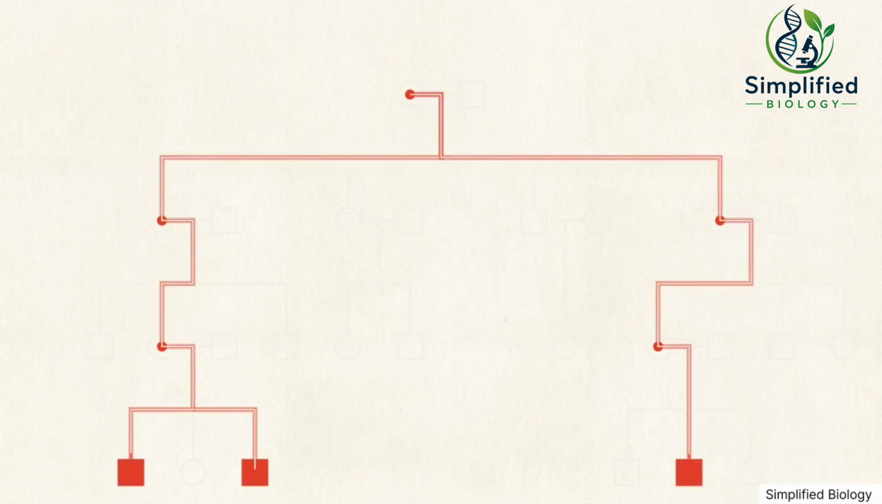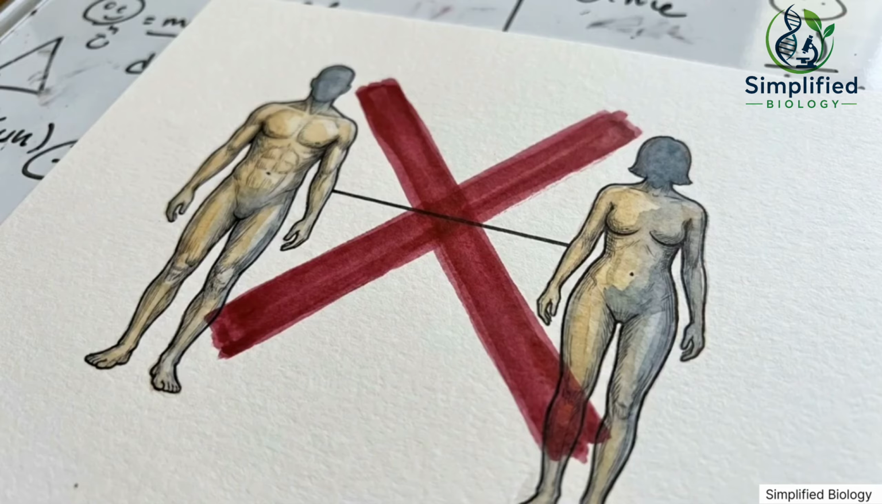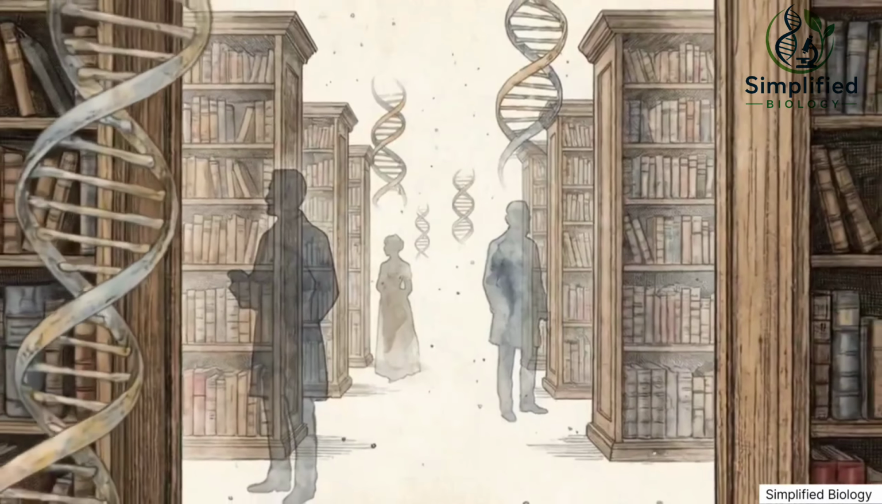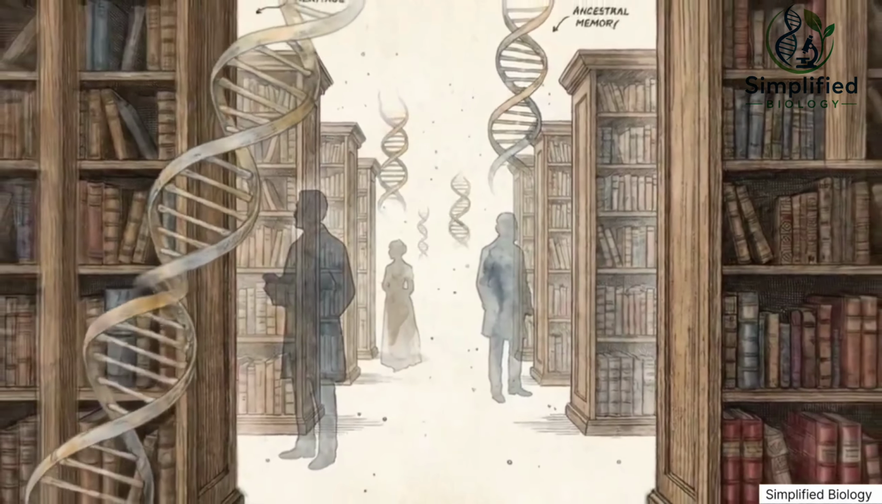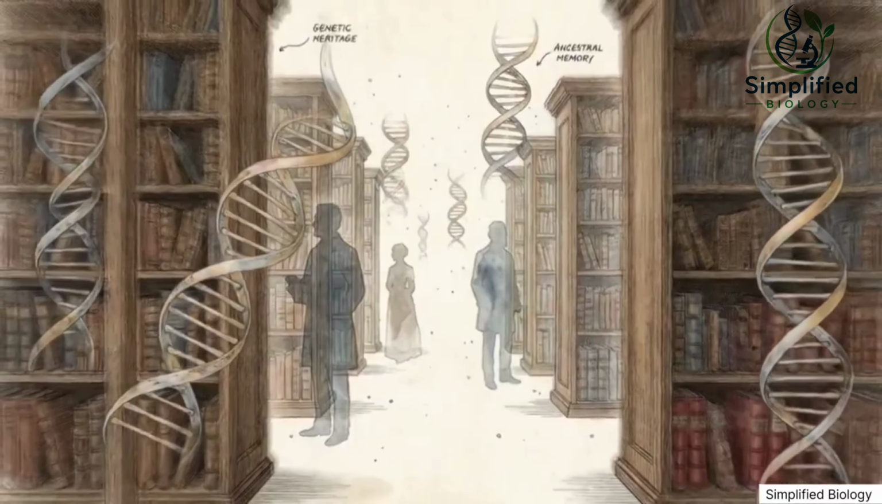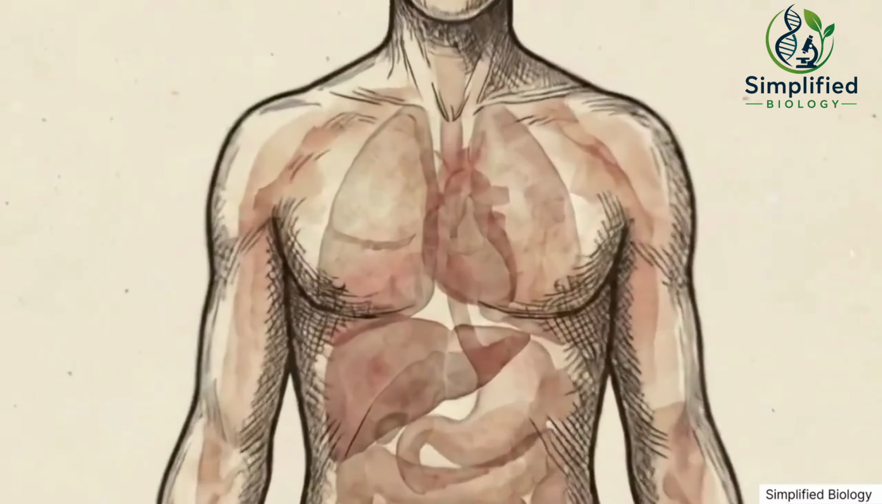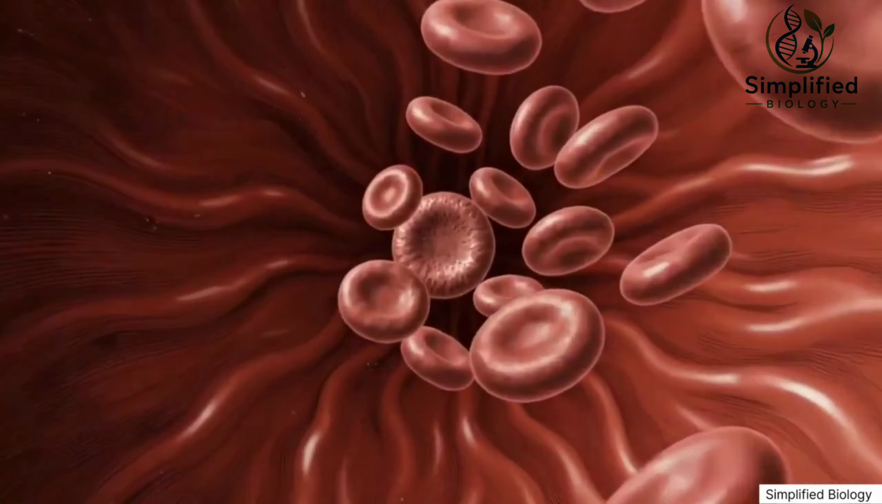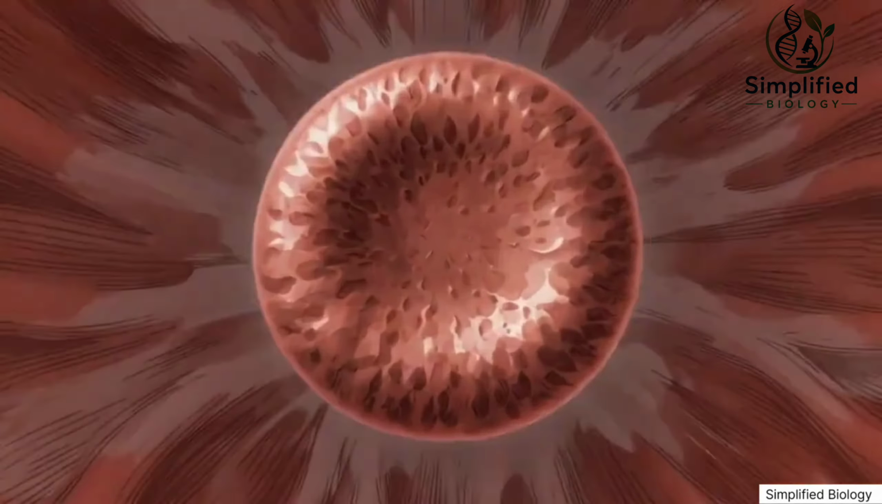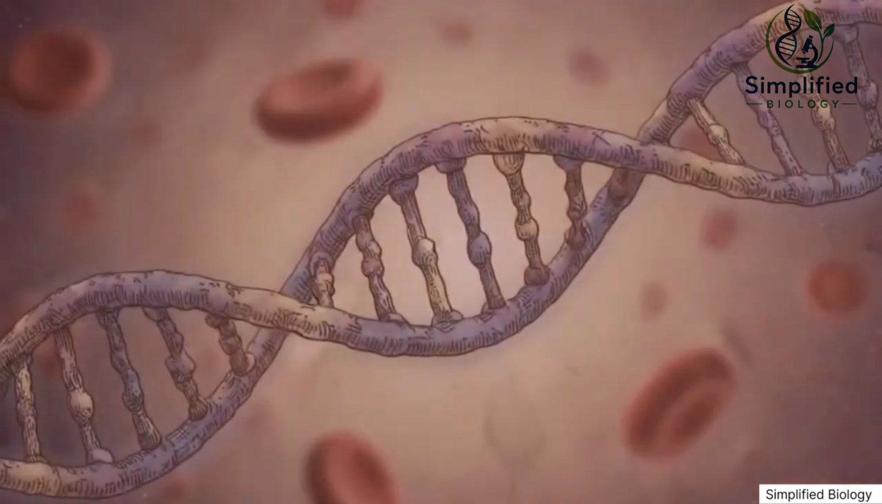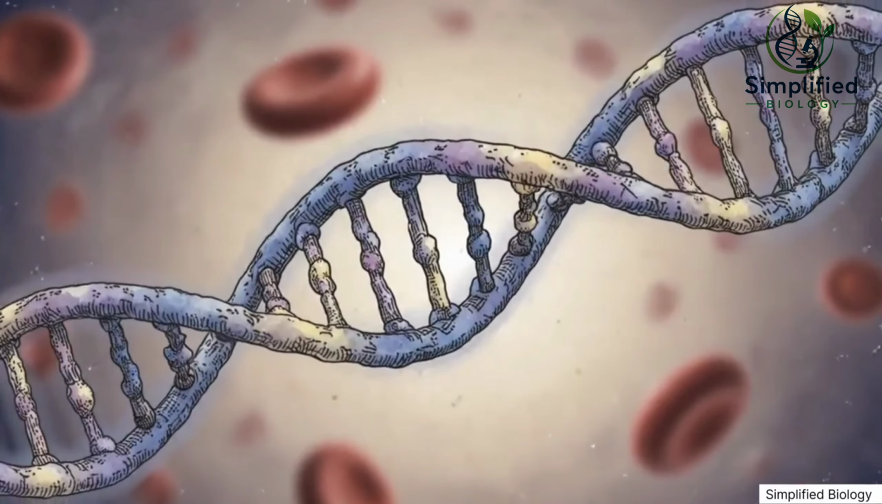We cannot run controlled experiments on humans. But pedigree analysis gives us the power to decode the invisible transmission of mutations across centuries of human history. Macroscopic human diseases originate from microscopic alterations in the genetic code. A single misplaced molecule can dictate physiological outcomes across the body.